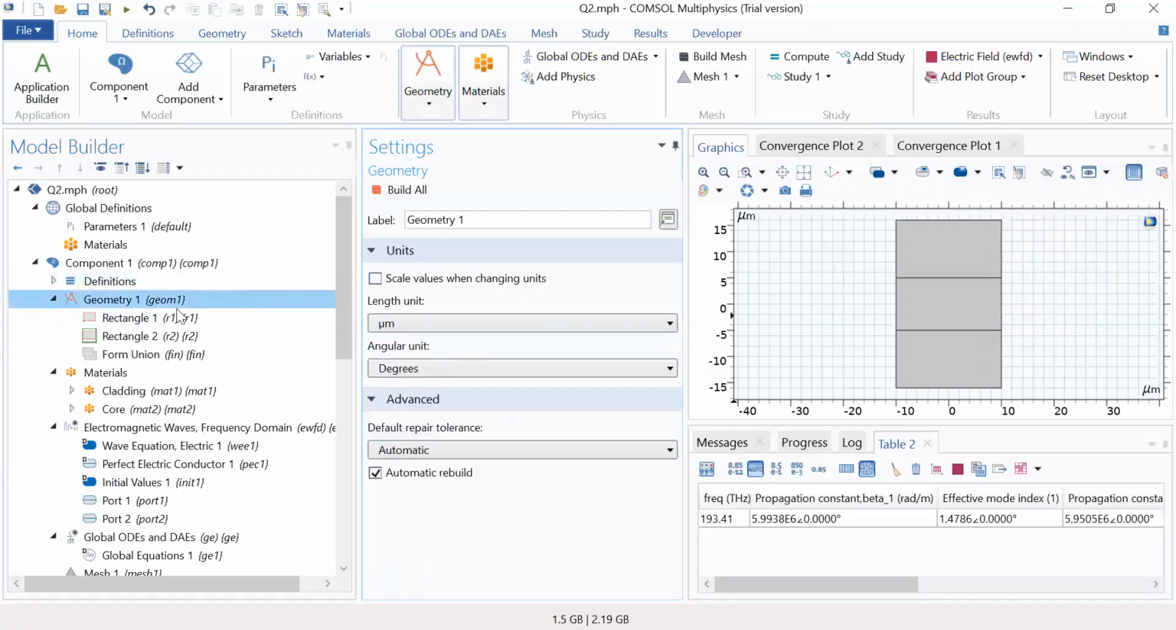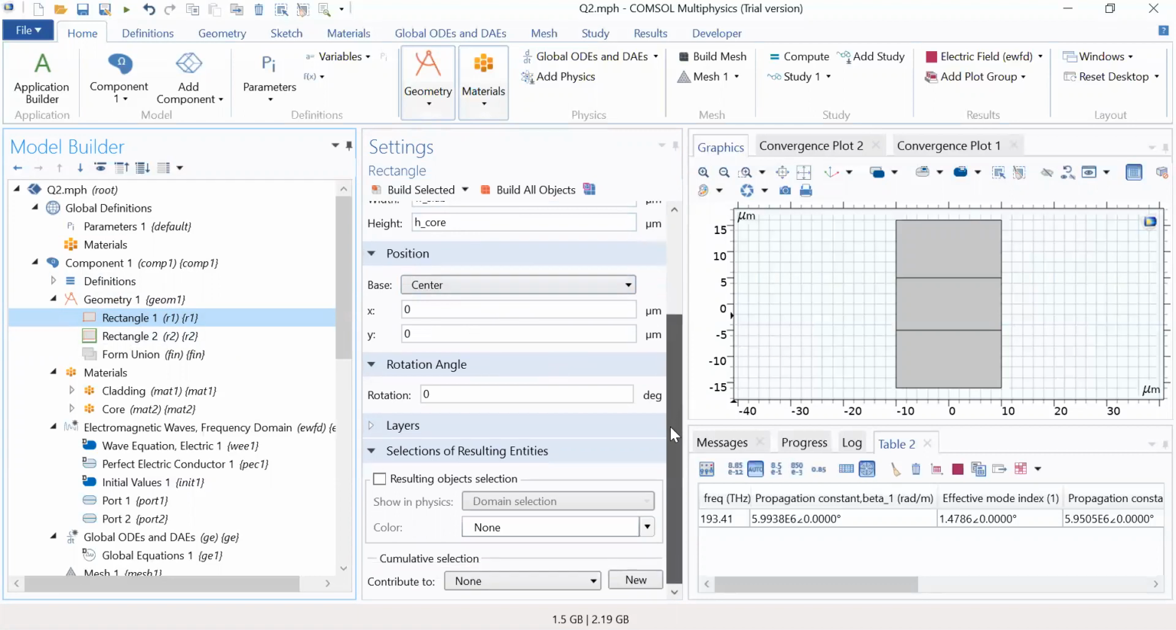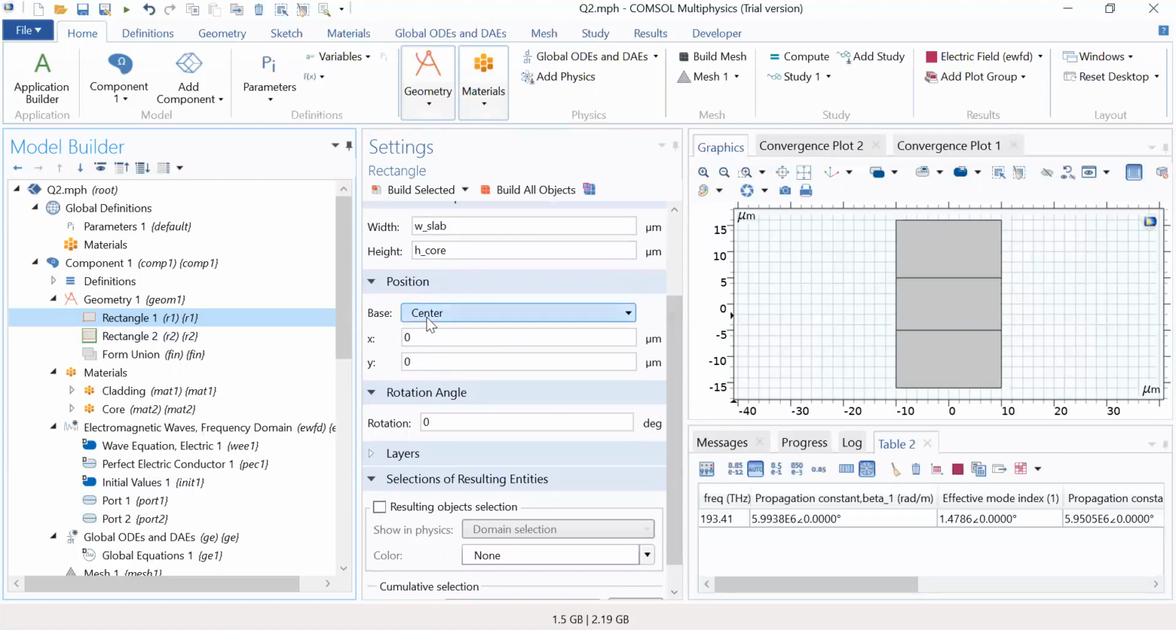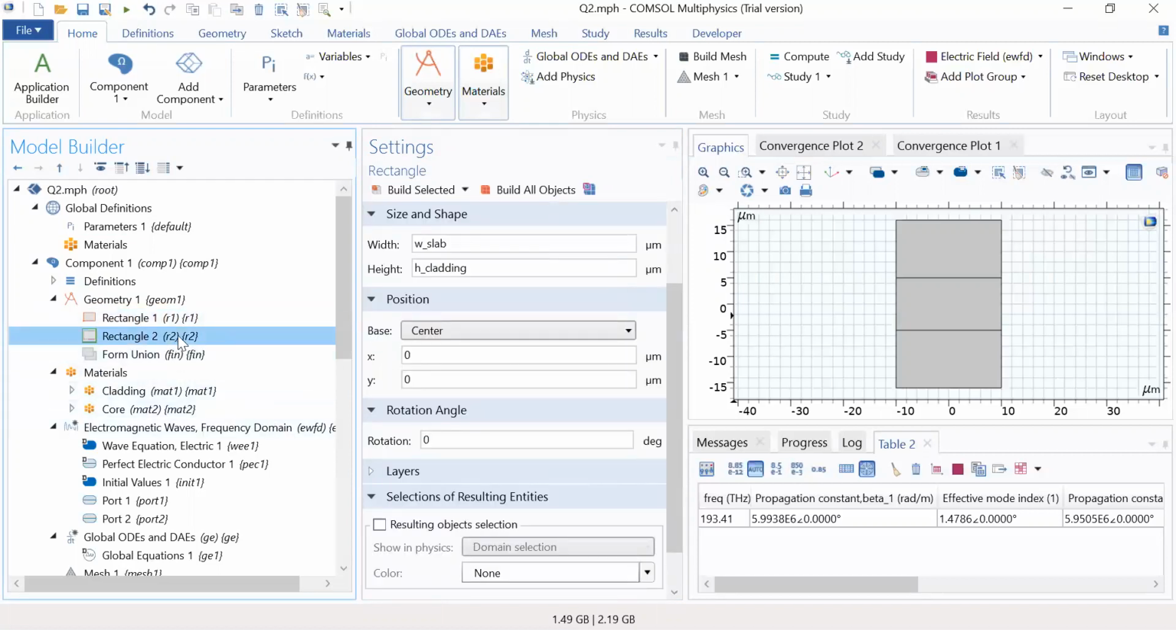Then this rectangle one corresponds to your core region. I put H core, which is the height of the core, and W slab, equal to the width of the rectangular waveguide, which is constant throughout this experiment. In the base section, we put this as center. As we are working on a symmetric waveguide, both the x and y coordinates must be equal to 0. For making it asymmetric, we just move the y coordinate up and down depending on your working area. Now that we have defined the core, we go for the cladding.